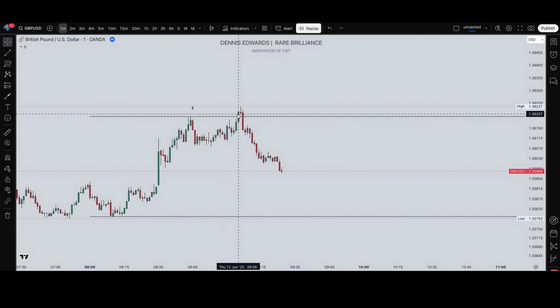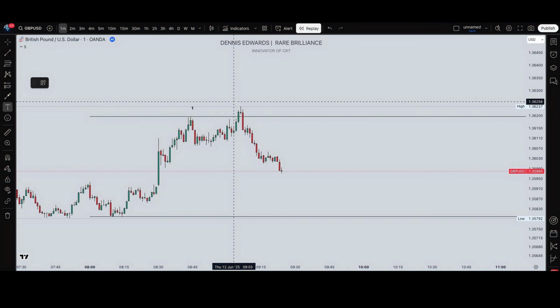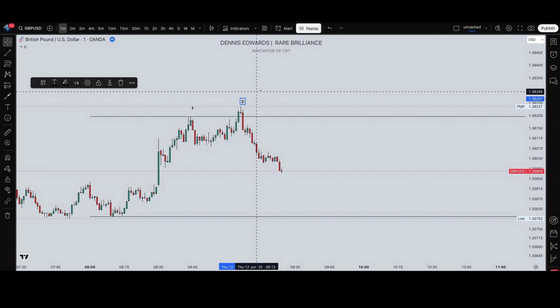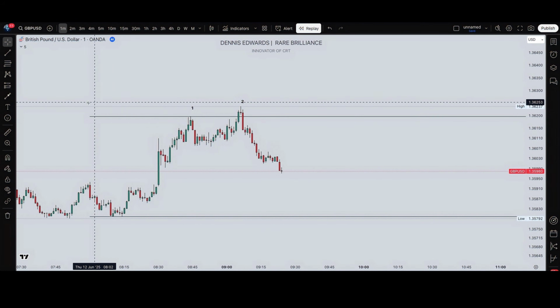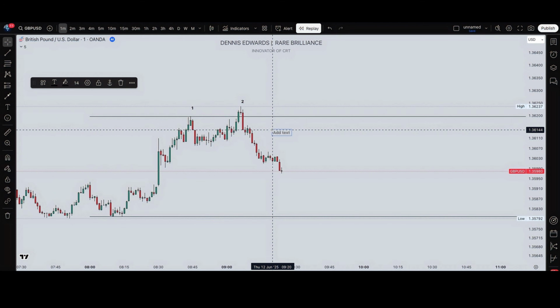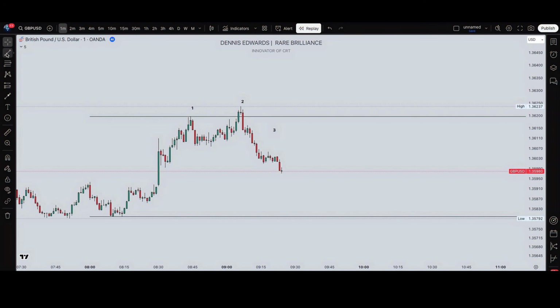And in this case, we had our one. It was a very quick manipulation. The manipulation was not long at all, and we went right back underneath, which is our phase three, which is pretty much underneath this area. So now that we have our 1, 2, 3 accumulation, manipulation, distribution, our entry will look something like this.